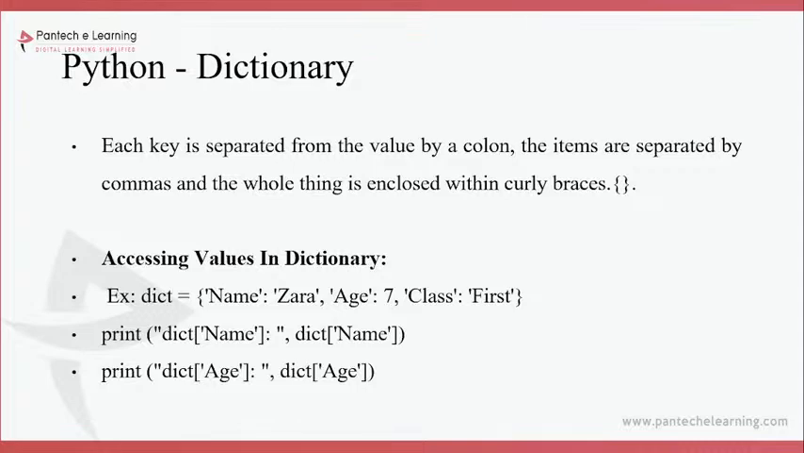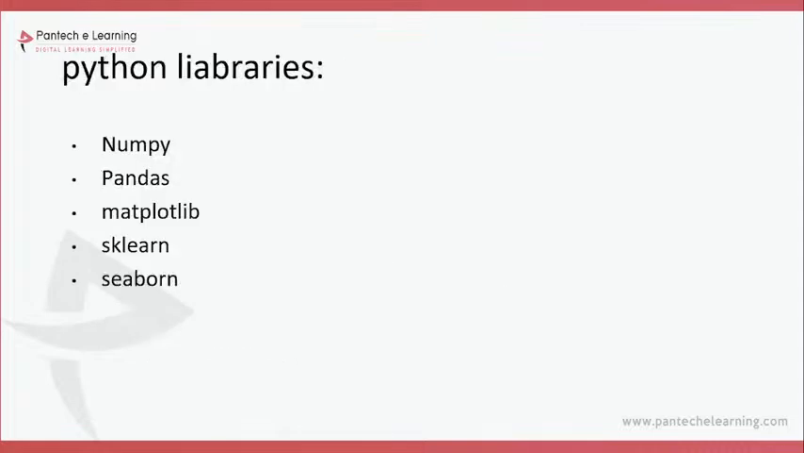Dictionary, I told that it is an ordered collection which can be changeable, and actually it is stored in a pattern like key and value pairs. First we have to give the key, and the key is like name. Here we have the example like name and Zara. The value pair is like Zara, and we have another key like age, and the value is like 7. In this manner we have to write in a dictionary. Okay, that's all about dictionary.